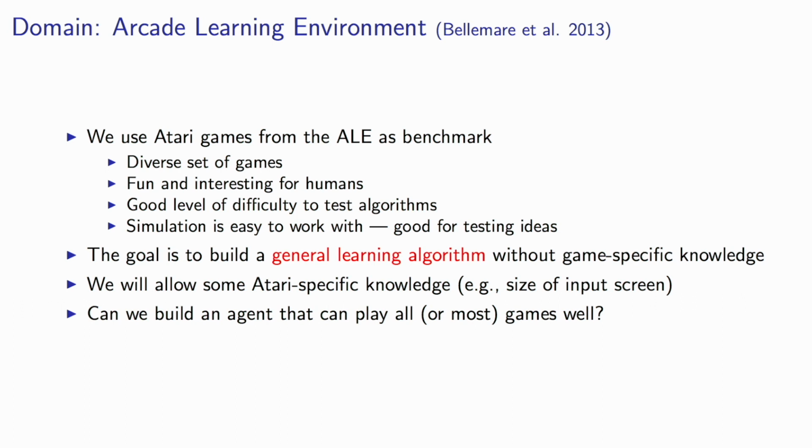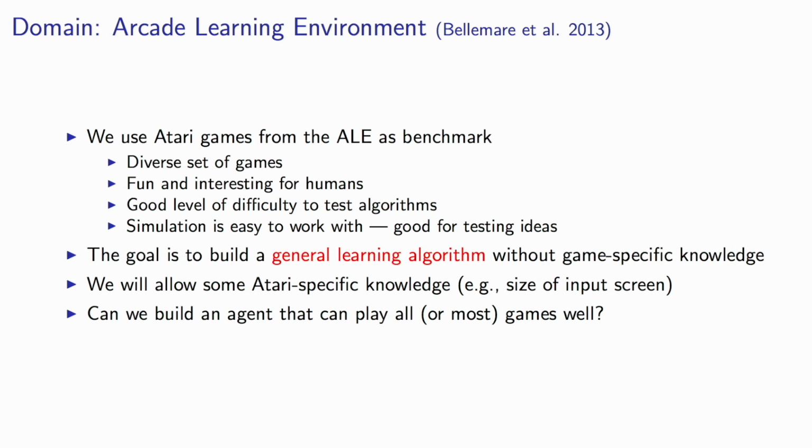This is also what was done for the original DQN work. We will allow some Atari-specific knowledge. For instance, the size of the inputs is fixed across these games, which in the typical case is a downsampled version of the game to 84 by 84 pixels, which is then fed to the agent. In all of these games, it's exactly the same. So we're not considering how to deal with, say, non-uniform observations.